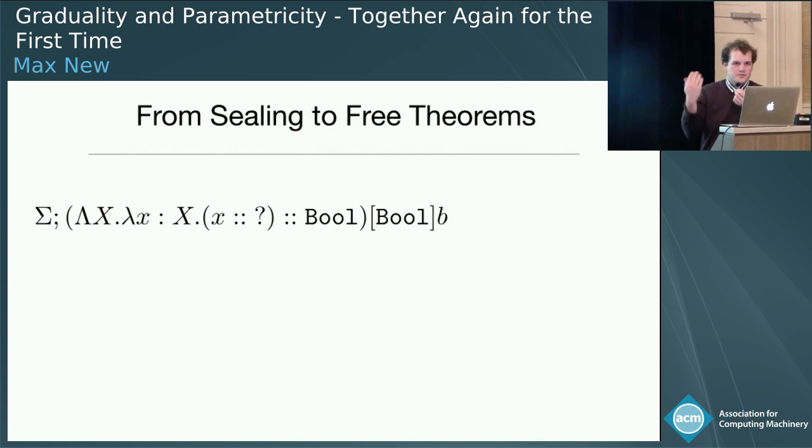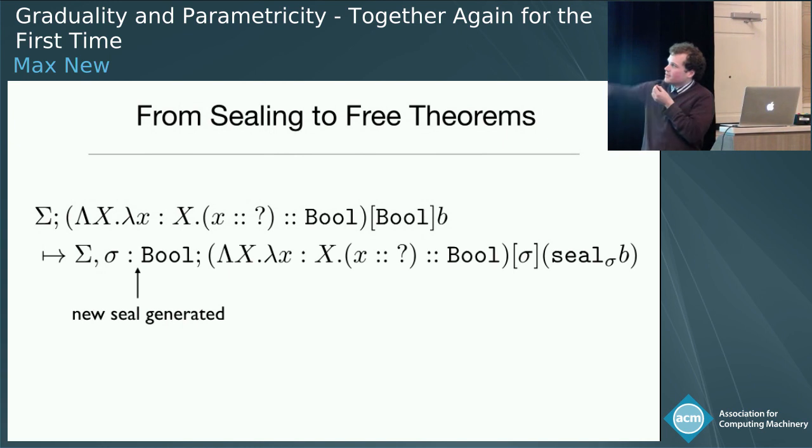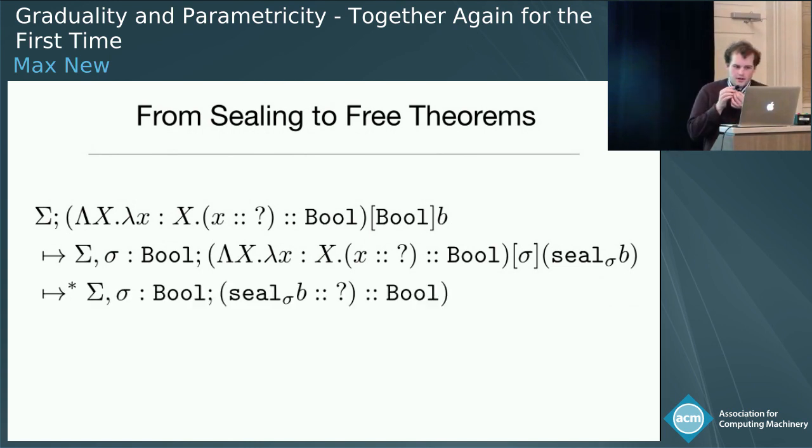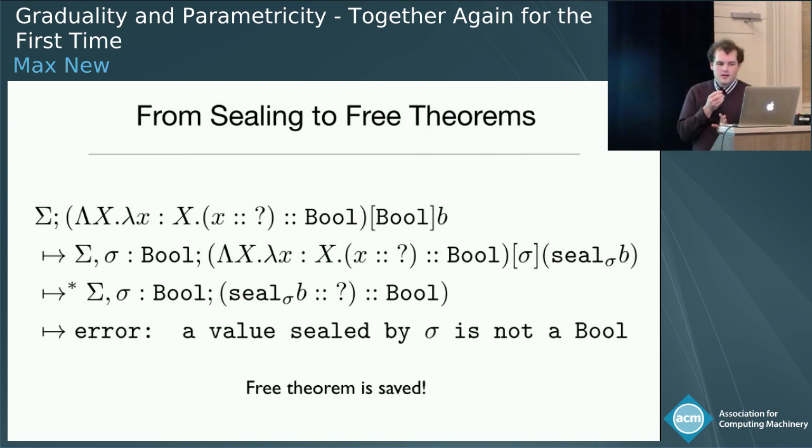So here is that same problematic function from the naive case, but now we'll reduce it with a type-directed approach to sealing. So first we add a store of seals that we're generating freshly at runtime. And when we reduce the type application, we generate a new seal first, sigma of type bool, and then, because the input type of the function is the abstract type, we're going to seal the input and make it opaque. And then what happens is we reduce again to a cast, but this time we're casting a sealed Boolean value to the type Boolean, which is not the same as a Boolean, and so this cast will instead fail. So this free theorem at least is safe.